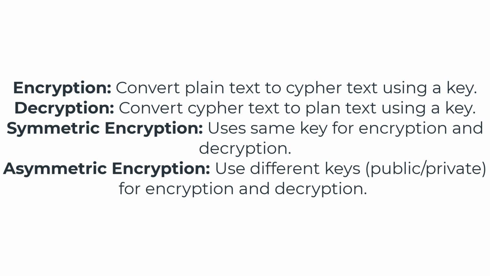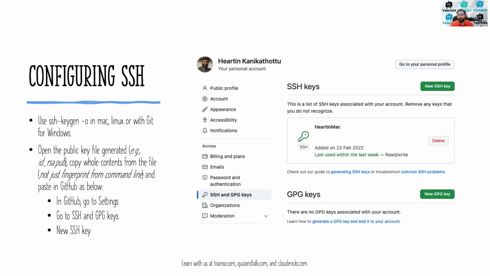There are two kinds of encryption. In symmetric encryption, you use the same key for both encrypting and decrypting, and in asymmetric encryption, you use either the public or private key for encryption and use the other one for decryption. So if you encrypt using a private key, you decrypt using the corresponding public key, and if you encrypt using a public key, you decrypt using the corresponding private key.